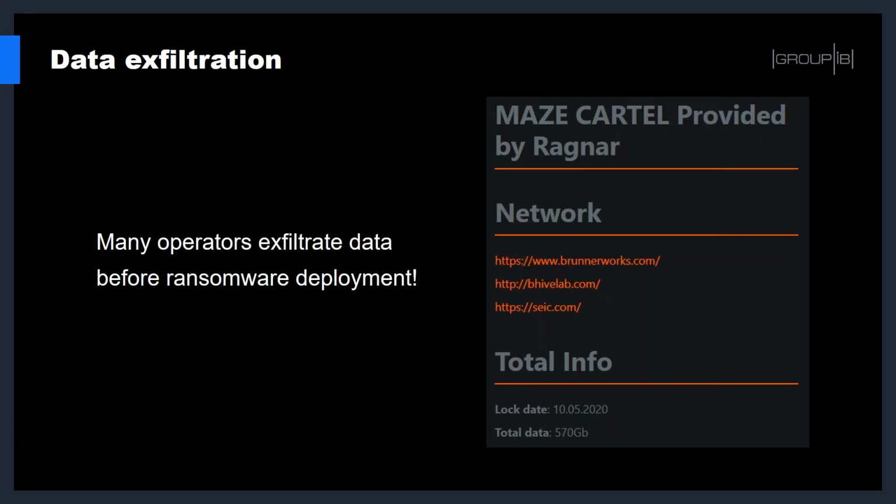But at the same time, usually they exfiltrate quite a lot of data. For example, as you can see on the screenshot, more than 500 gigabytes exfiltrated. So as this thing is done before ransomware deployment, if your systems have a good detection rate for data exfiltration, you may understand that you are compromised before ransomware deployment, so you can stop the incident at this point.